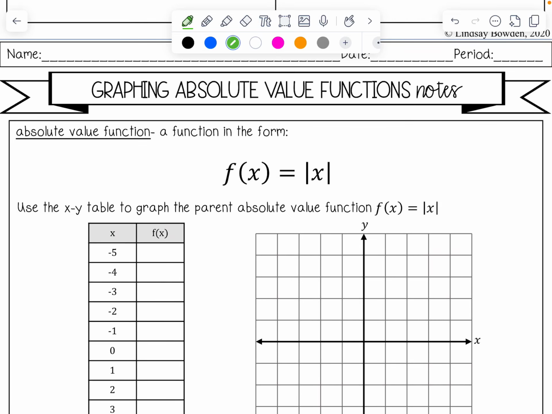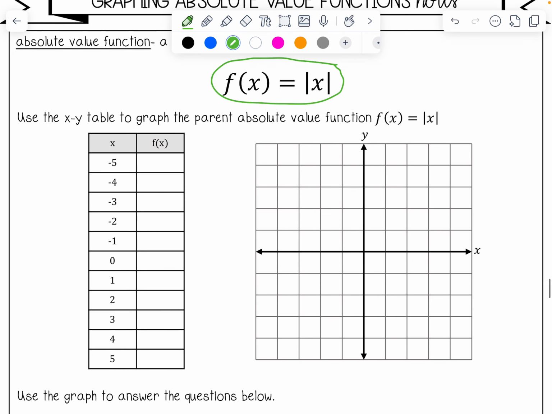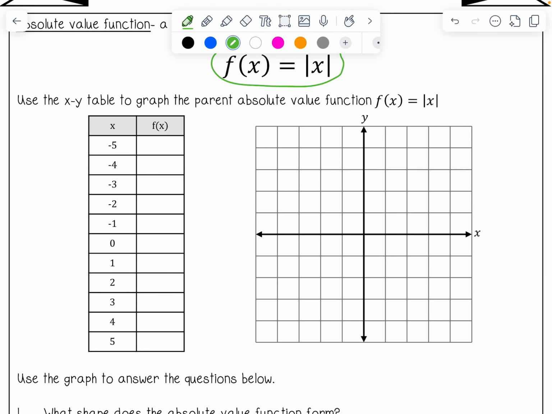Welcome to this lesson on graphing absolute value functions. So an absolute value is a function in the form f of x equals the absolute value of x. Remember, absolute value means the distance, and it's always going to be positive. So let's go ahead and graph the parent function of the absolute value.